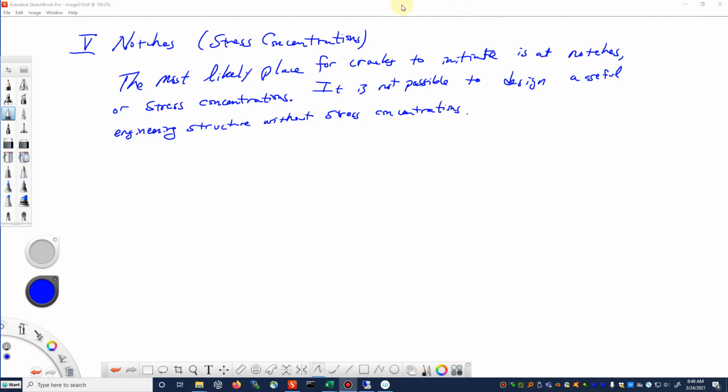In this lecture, we're going to talk about notches or stress concentrations. The most likely place for cracks to initiate, since we're talking about fatigue, is at a notch or a stress concentration. And it really isn't possible to design a useful engineering structure without some sort of stress concentration of one type or another. Now, if you're taking this class, you're probably already familiar with stress concentrations, but as a quick review, we can give an example of a stress concentration.